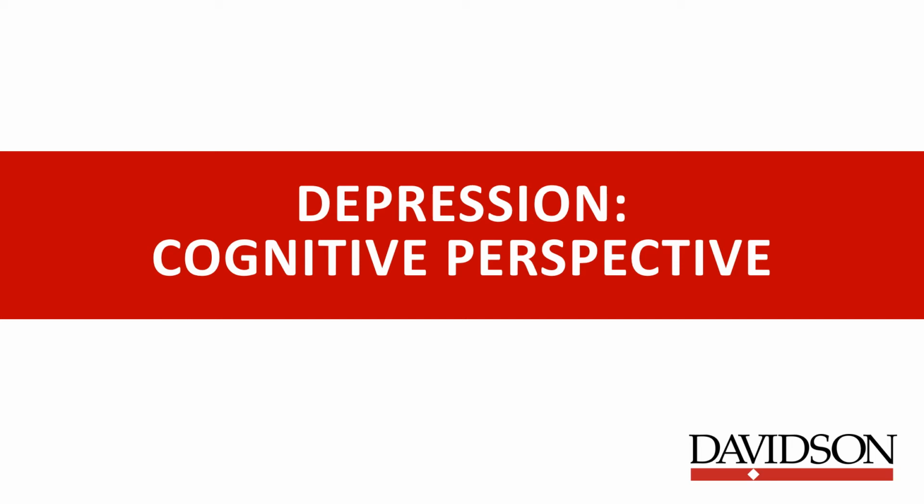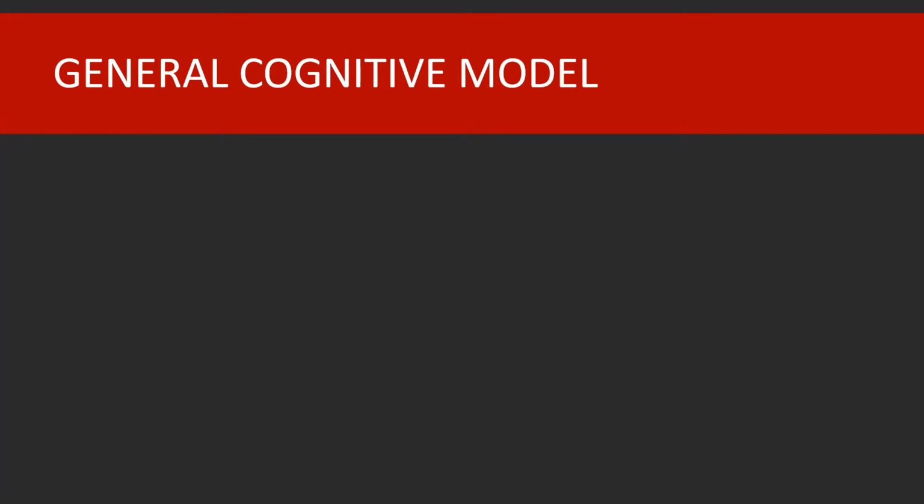In this video lecture, we'll review the cognitive perspective on depression and discuss several cognitive models of major depression. So remember, in our general cognitive model, the relationship between life events and the behaviors we engage in response and the way that we feel about those events is mediated by the way we think about those experiences.